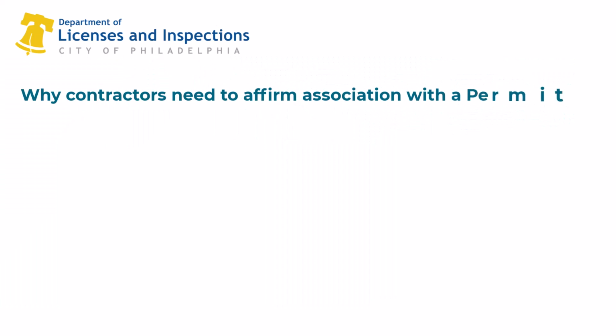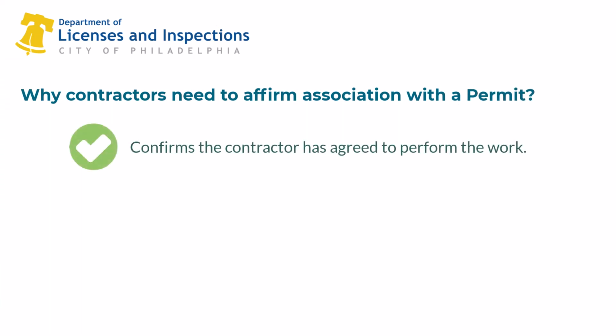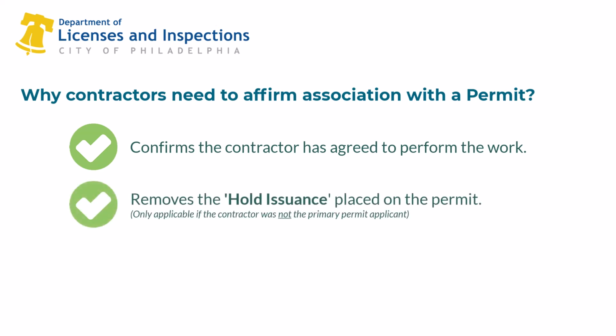As a contractor, affirming an association is like agreeing that you are involved with a particular permit. Warning: do not affirm if you have not agreed to perform the work. Also, if the primary applicant is not a contractor, affirming association will remove the hold issuance that was placed on the permit.